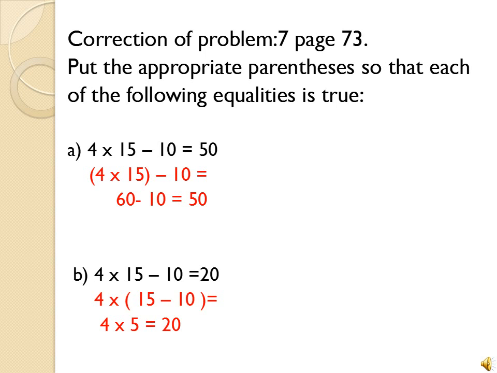Today we'll correct the homework, so let's start now by number 7, page 73. Put the appropriate parentheses so that each of the following equalities is true. So I want to put the parentheses in its correct place so that we will obtain the same answer as seen in the equality. So for example, part A, 4 times 15 minus 10 equal to 50.